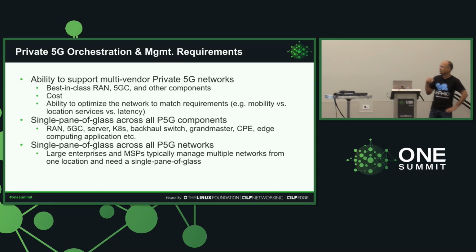Second is cost. With a multi-vendor environment, you do get cost advantages. And third is the ability to optimize the network to match requirements. By switching out the RAN or the core, you may be able to adapt better to customers that need mobility or customers that need location services or latency. So that's the first requirement, to support heterogeneous multi-vendor components to get functionality, feature, and cost benefits.